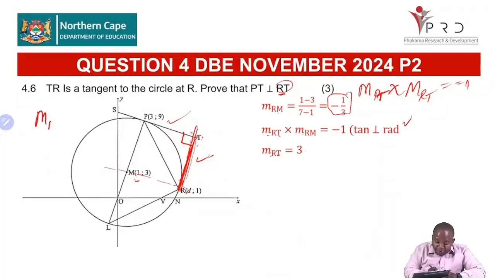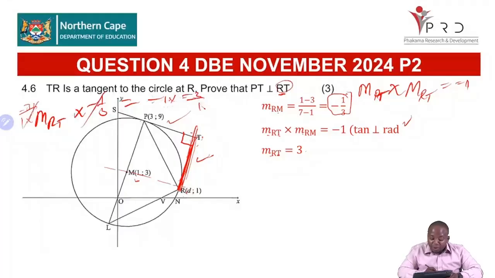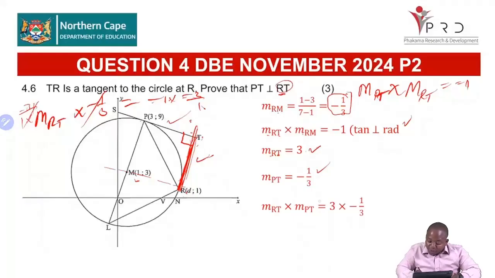Remember, this was MRT multiplied by -1/3 is equal to -1. So I multiply by -3/1, multiply by -3/1. Then I got -1 multiplied by -3/1. We got that to be +3. So we have MRT, and we know that MPT, we found it from the previous question. It was also -1/3 from our equation of that straight line that we found there. Right, then we can say when you multiply them, MRT multiplied by MPT, which is 3 multiplied by -1/3, we get the answer is -1.